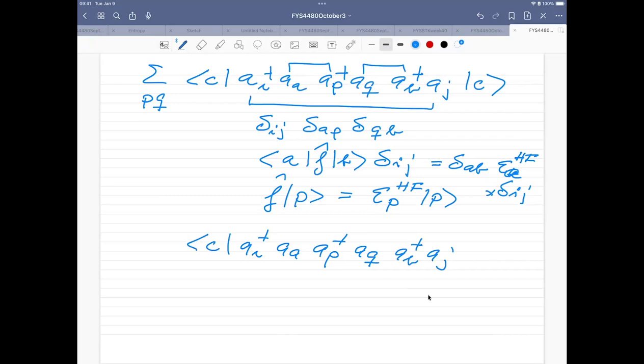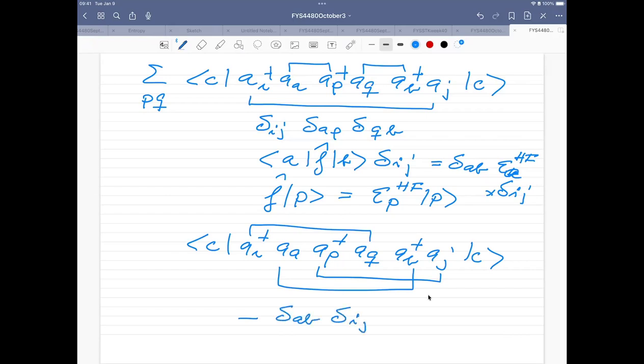So let's just write it like this. Now, what I can have now is that this contraction can be non-zero, but then this contraction also can be non-zero, and then the two particle states have to match each other. Now, in order to get the operators standing by each other, we have to permute some of them, and we get a minus sign. So this is actually going to give us minus delta AB, delta IJ, multiplied with epsilon I Hartree-Fock. So that's the second term.